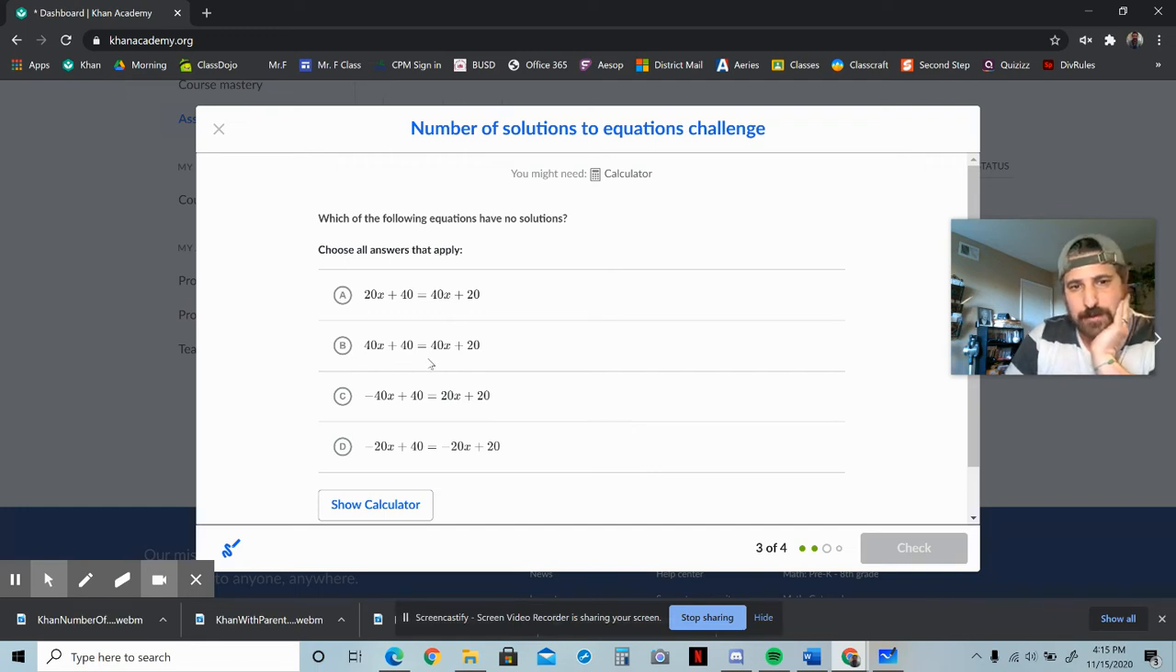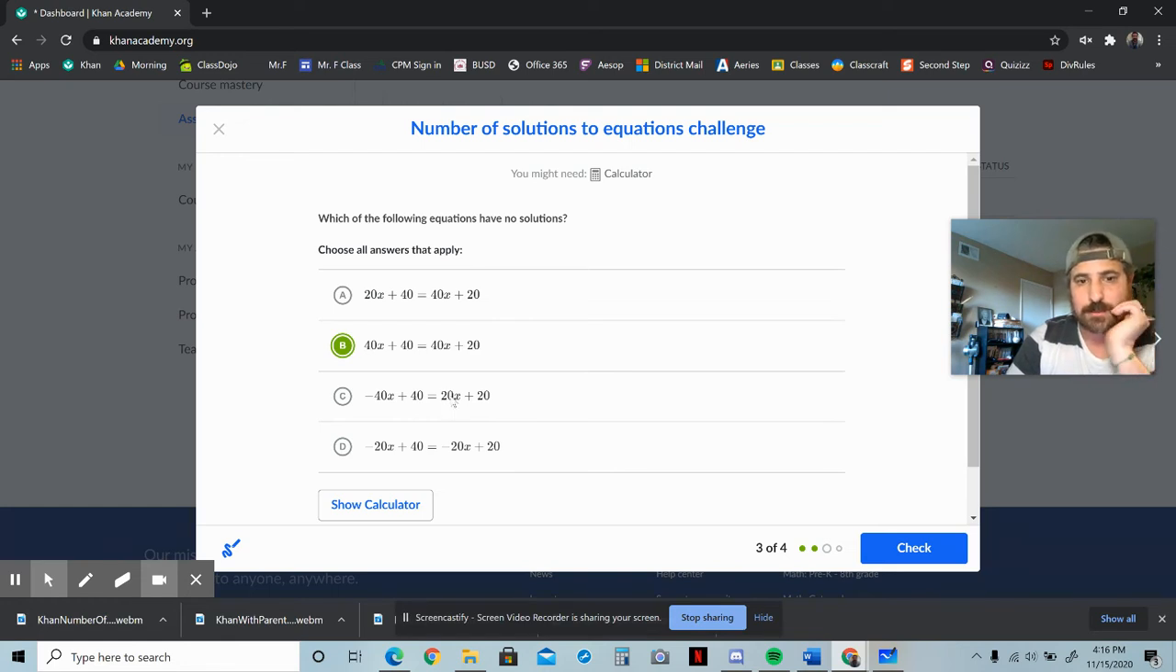If you take away 40x from both sides, does the variable go away? Yes. Is 40 equal to 20? No, this is no solution. Bada bing. That's one of the ones we're looking for. Here we want to get the variables to one side. We add 40x to both sides. You're going to get 60x on one side. Did the variable go away? No, this is one solution.